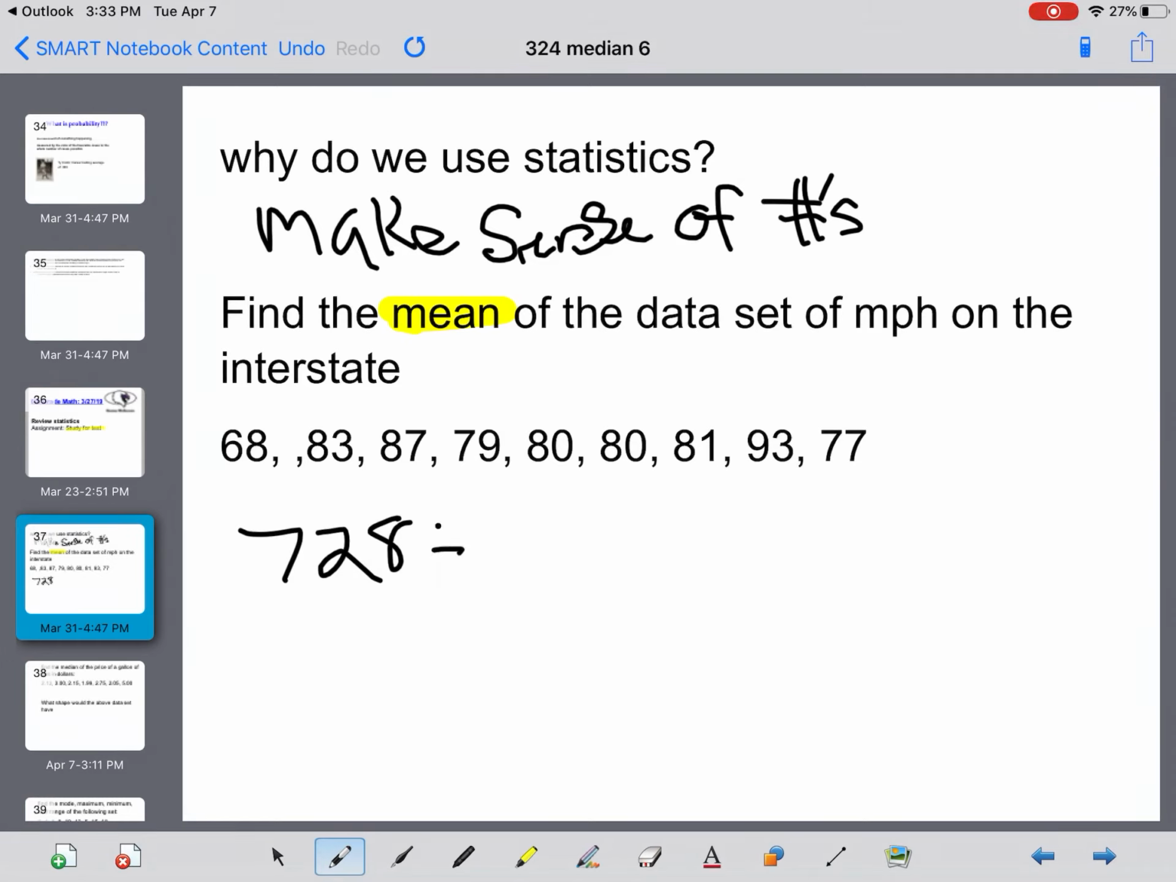Okay? But then again, we need to divide by the number of data points. So we have 1, 2, 3, 4, 5, 6, 7, 8, 9. We have 9 data points in this data set, so we need to take that and divide it by 9. And we would get 80.89. Okay? And that 80.89 is going to be the mean of that data set. It's the average.